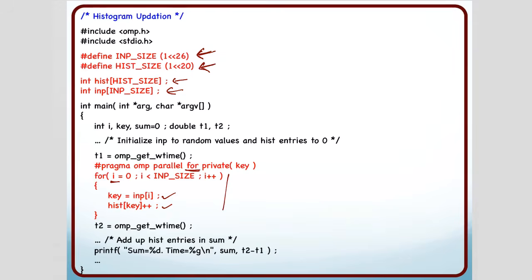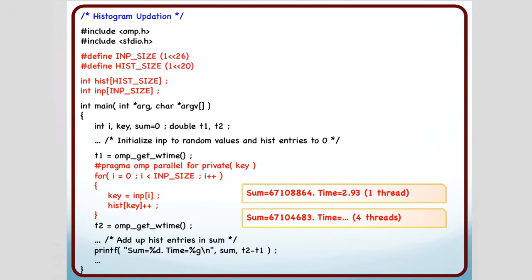So if I run this program with a single thread, this is the output I get. At the end of the day, I go and add up all the entries. The sum should be 2 to the power 20. In this case, the sum is correct. And the time it takes is 2.93 seconds with one thread.